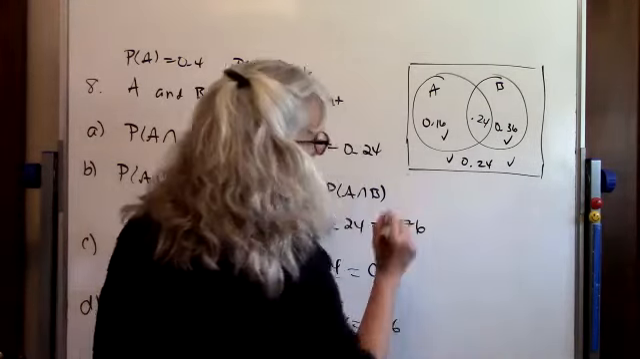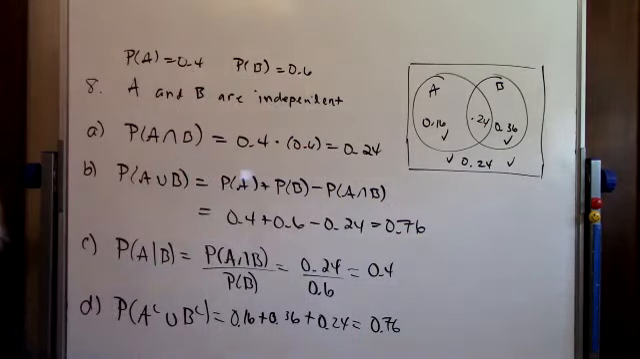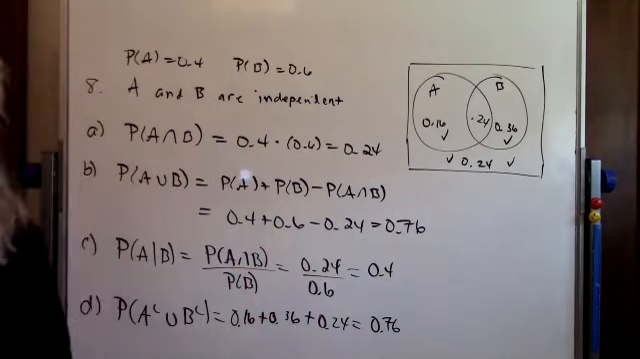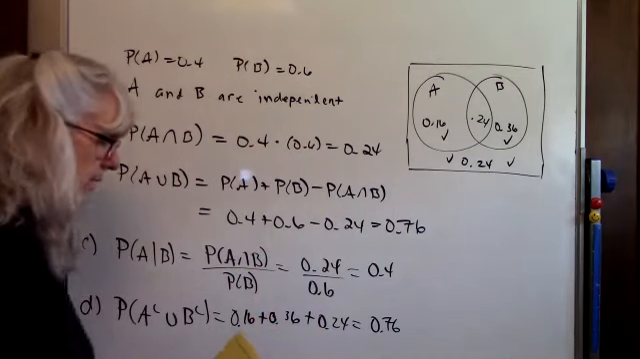You'll notice I fell back on the Venn diagram to get a handle on it because it's just a nice, clear way to illustrate what's going on to find those answers. Okay, let's do one more with independent events.